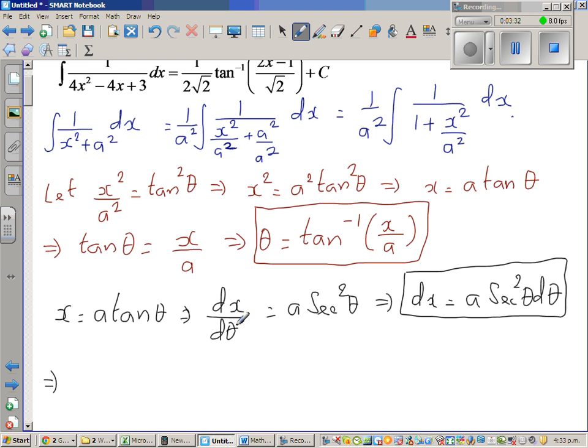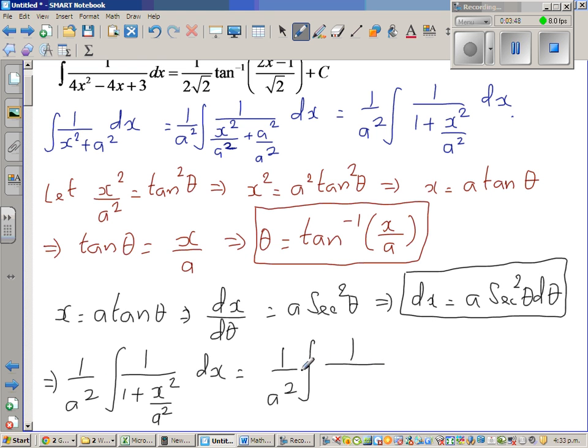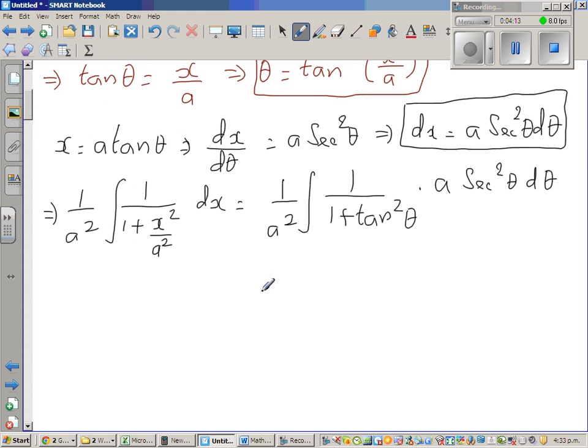This implies 1 over a squared integration of 1 over 1 plus x squared over a squared dx is equal to 1 over a squared integration of 1 over 1 plus tan squared theta, times dx, which is nothing but a sec squared theta d theta. So the whole thing, from x and a, has changed into, of course, 1 over a squared, that's a constant, that's not going to cause any problem. So this is 1 over a squared integration of 1 over, and then 1 plus tan squared theta is nothing but sec squared theta, times a sec squared theta d theta. So what gets cancelled?